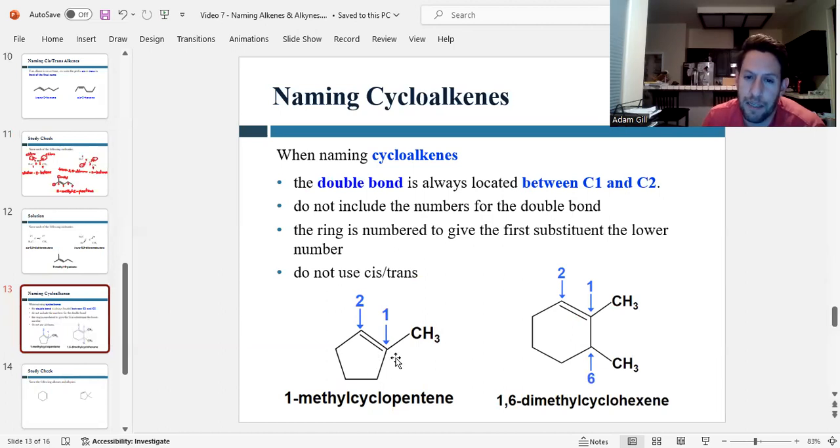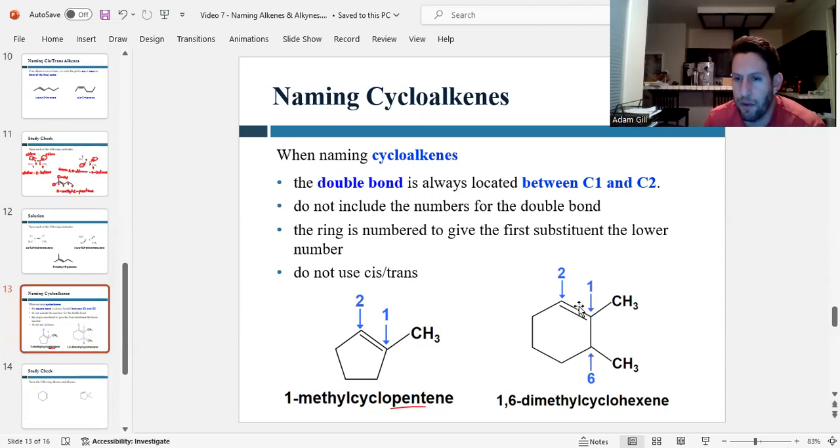So as an example here, this ring has 5 carbons, so it's pent. We use the ene ending because there's a double bond. The double bond always occurs between carbons 1 and 2. And so we would start number 1 here to give the substituent the lowest number possible. So 1-methylcyclopentene.